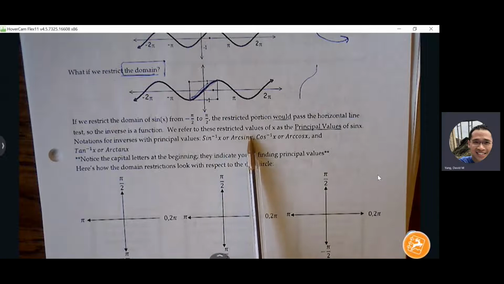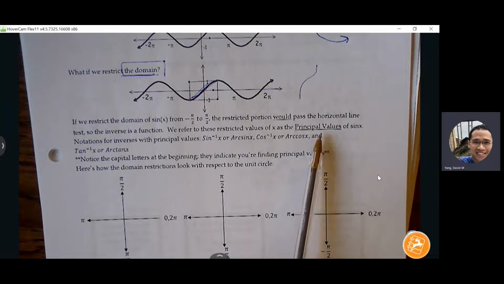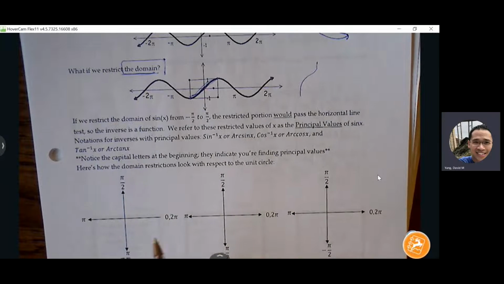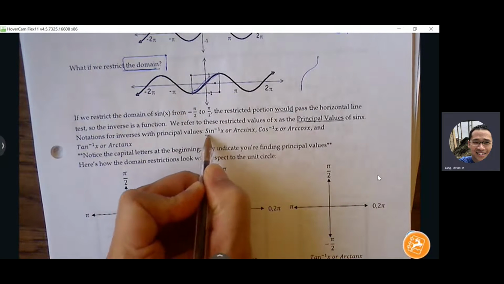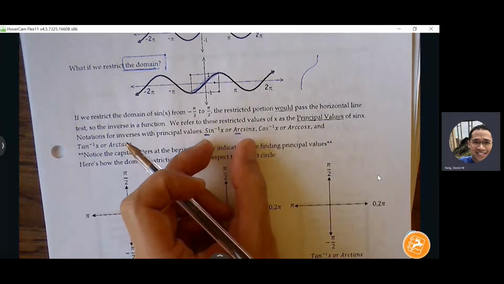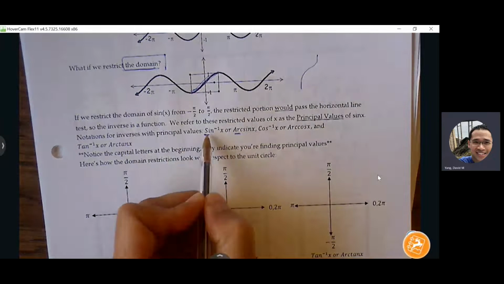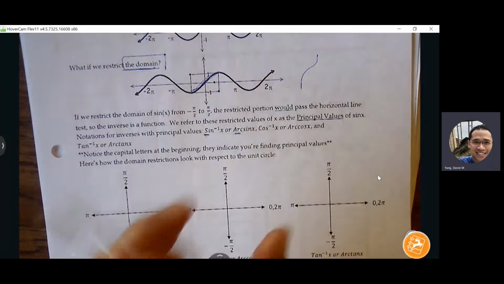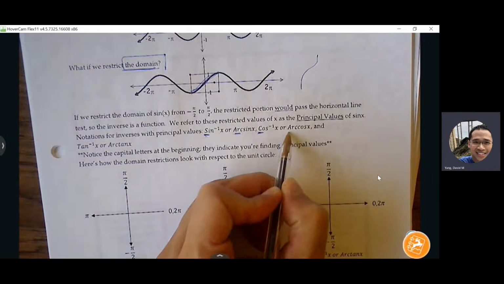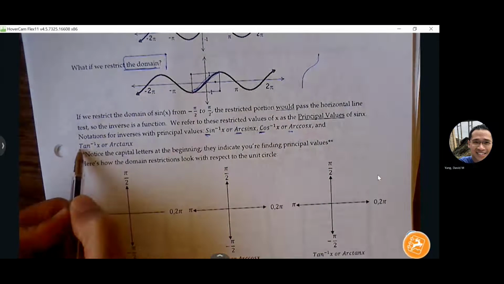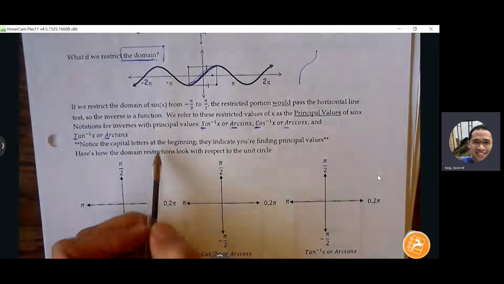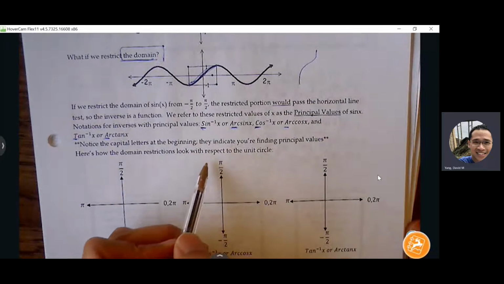Okay, so we refer to these restricted values of x as something called principal values of sine. Right. So notations for inverses is uppercase inverse sine or arc sine. Inverse sine and arc sine are interchangeable, but this uppercase S and uppercase A means we're talking about principal values, which I'm going to talk about a little bit later. Okay, uppercase cosine inverse, arc cosine, these are the same. And then uppercase tangent, arc tangent, they are interchangeable as well. Okay, the capital letters at the beginning indicate you're finding principal values.